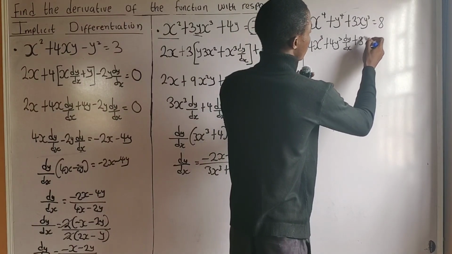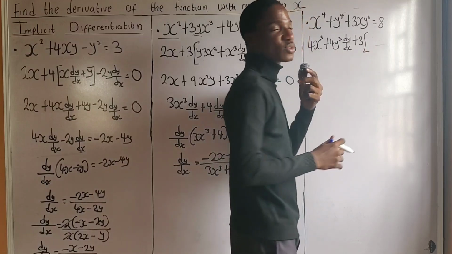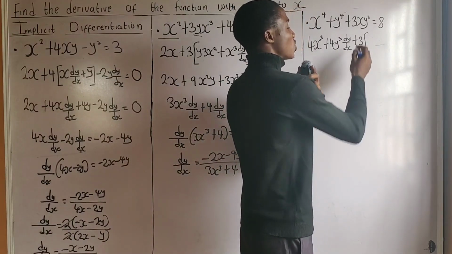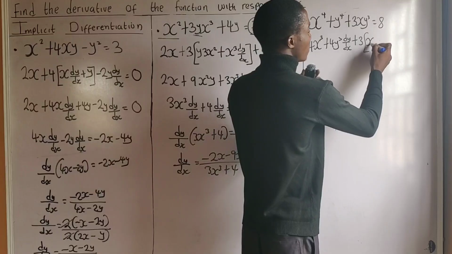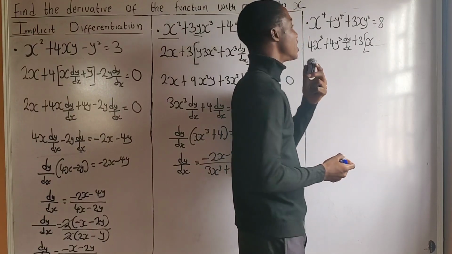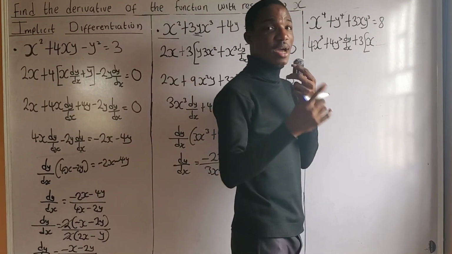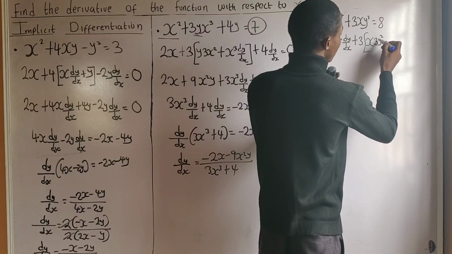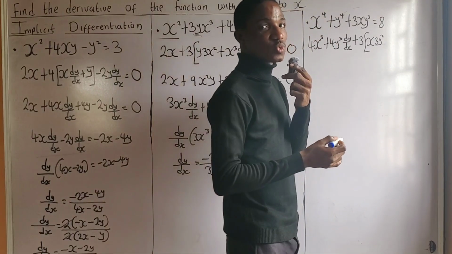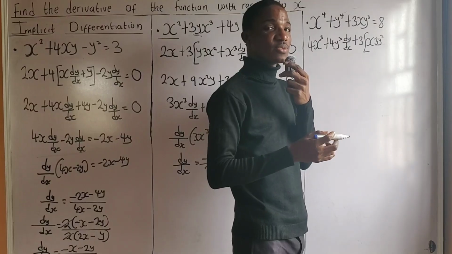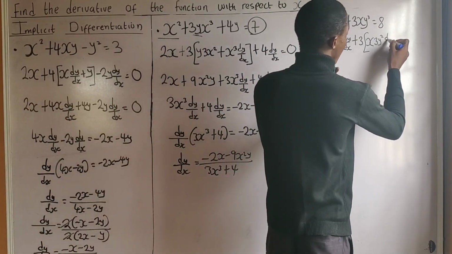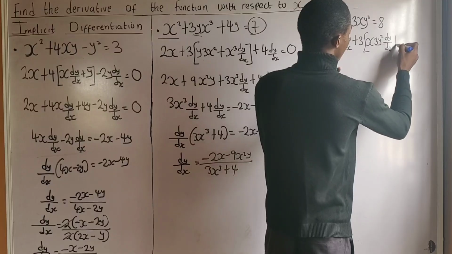Now, you want to differentiate 3xy raised to the power of 3. You are going to make use of the product rule. So let us keep x constant. Differentiate y raised to the power 3. The derivative of y raised to the power 3 is 3y squared. So I'm going to have x multiplied by 3y squared. Now, because we differentiate y components, we're going to multiply that derivative by what? dy over dx. So I'm going to have this multiplied by dy over dx, then plus.